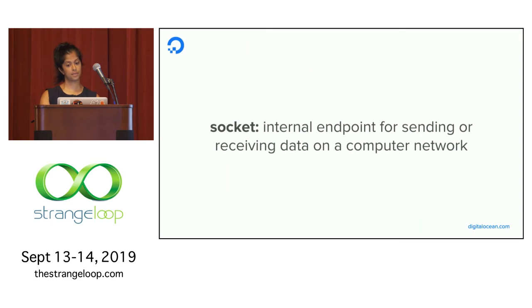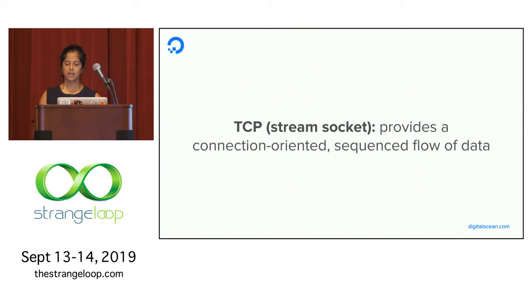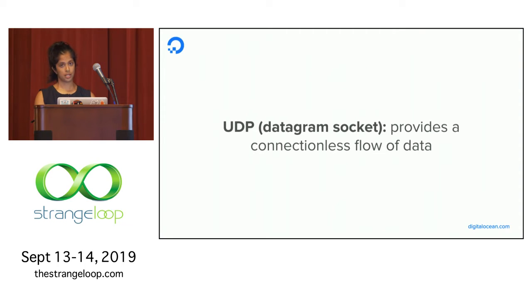There's a lot of different types of sockets, and I think the best way to see what exists is by thinking about the different types of data. So let's talk about a segment on layer 4. How do we read a segment? Well, there's two ways. There's a TCP, or streaming socket, which provides a connection-oriented, sequenced flow of data that will arrive in order. There's also UDP, which is also a protocol, which provides a connectionless flow of data, so your segments might actually arrive out of order.